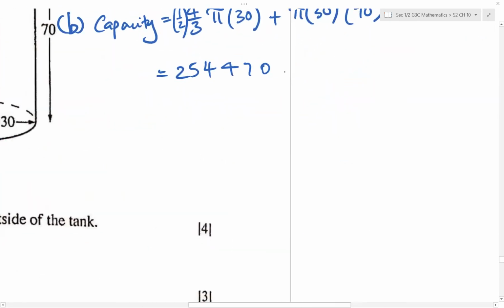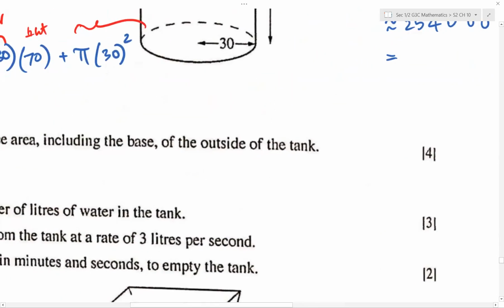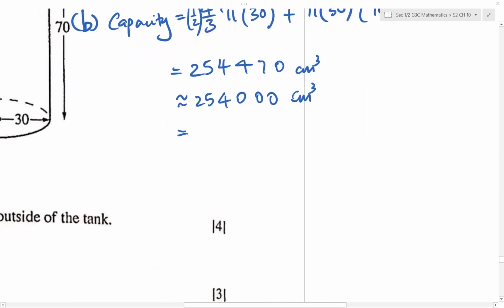So this is in cubic centimeters. Round this off to 254000 cubic centimeters. Okay, so currently I didn't calculate. So if you think there's anything wrong with it, please sound out, okay? So finally, they wanted in liters, yeah? Okay, so Xin Hian, please finish up. What is this in liters? 254 liters. Okay.